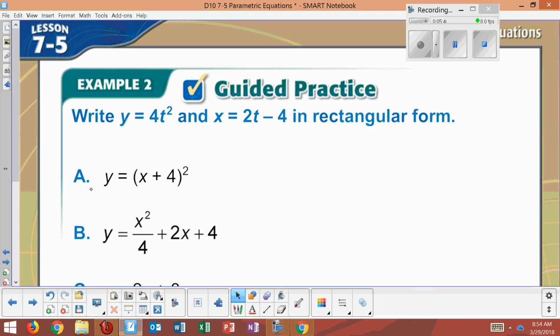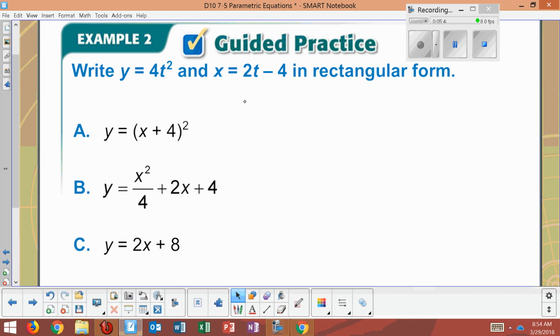Now I have one for you to try. You can use any of those techniques to solve. You can use substitution. You could graph and check which graph matches. You can do whatever you need just to make sure these two match.